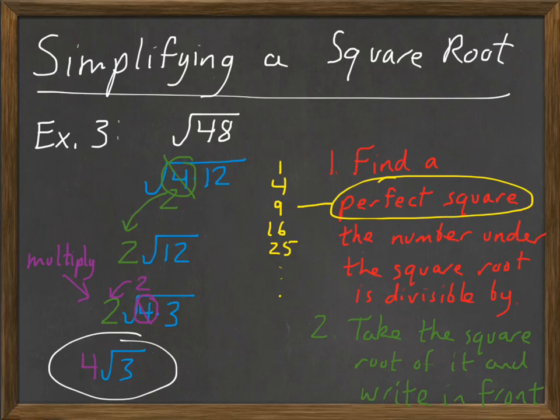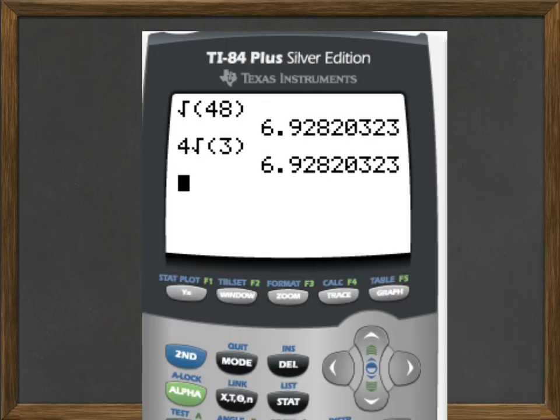You believe me? Well, let's check it. In the calculator, if I type in the square root of 48 and 4 times the square root of 3, I get the same number. So I guess they're equivalent. We just simplified the square root. Let's look at one more example.